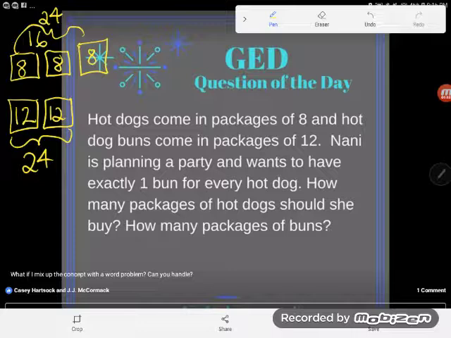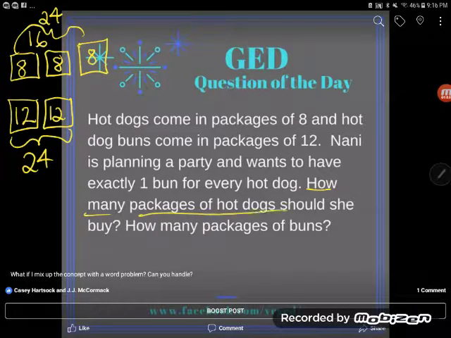Okay, now let's go back to the question though and see with this problem solving what we've been asked. It says how many packages of hot dogs should she buy? So how many packages of hot dogs did we buy? We bought 1, 2, 3. Remember to answer the questions that they asked. 3 packages of hot dogs.